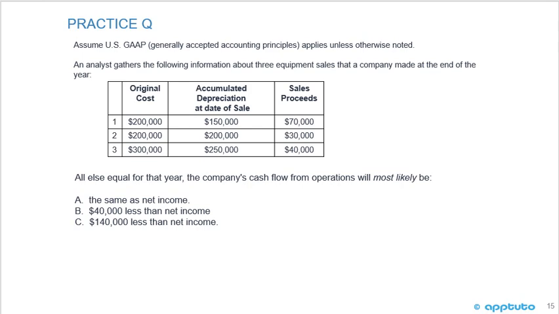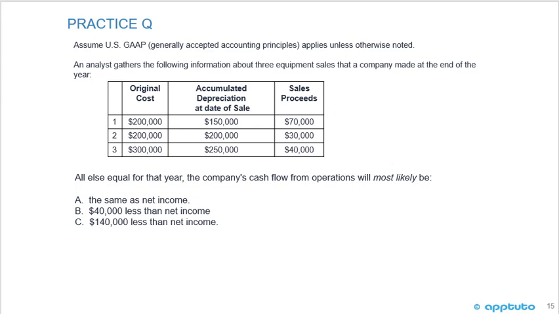Assume U.S. GAAP, generally accepted accounting principles, applies unless otherwise noted. An analyst gathers the following information about 3 equipment sales that a company made at the end of the year. So we've got 3 columns: original cost, accumulated depreciation at date of sale, and the sale proceeds. Equipment piece number 1, original cost $200,000, accumulated depreciation at the time of the sale $150,000, sale proceeds $70,000. Equipment piece number 2, original cost $200,000, accumulated depreciation $200,000, sale proceeds $30,000. And equipment 3, original cost $300,000, accumulated depreciation $250,000, sale proceeds $40,000.